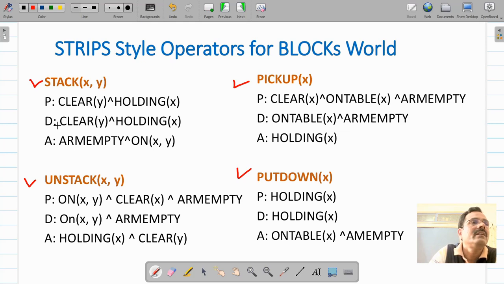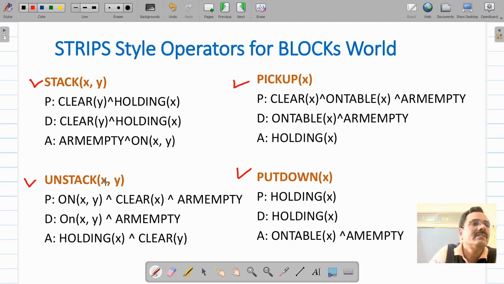What will be removed? What will become false? Clear y. Since you have put x on y, y will not be clear, and the robot arm holding block x will become false. Earlier the arm was holding x, now that will become false, that is, holding x will be false.